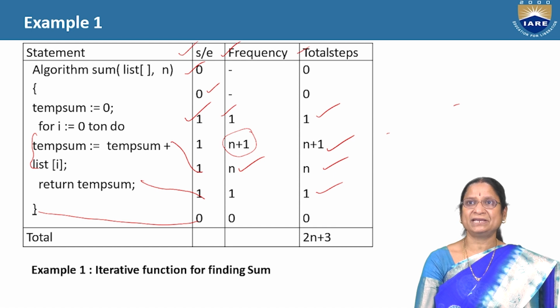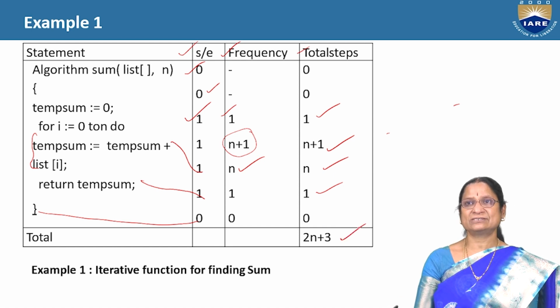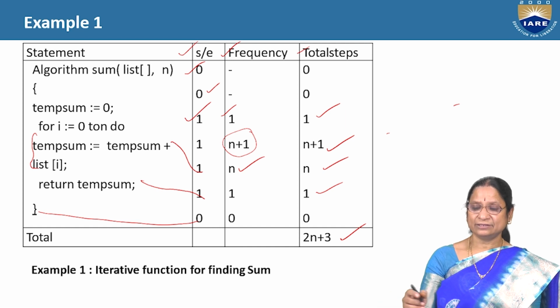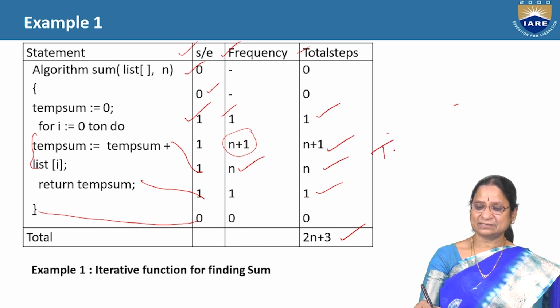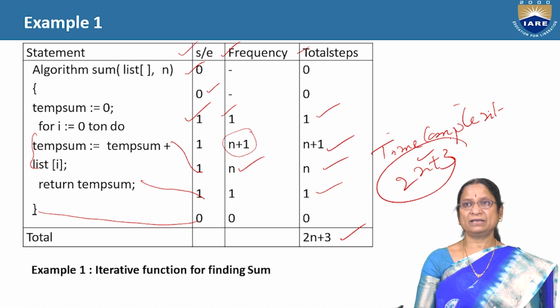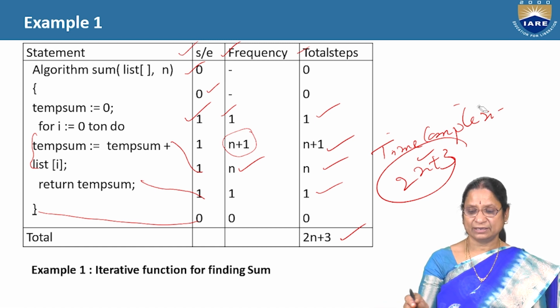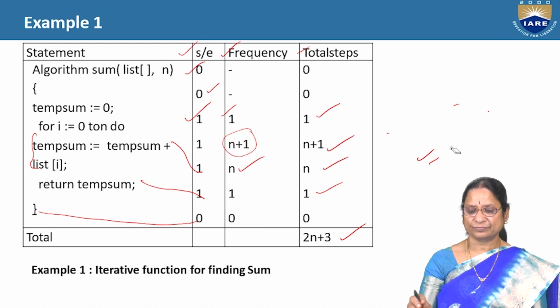We will sum up, and we will get 2n plus 3. That is, the total number of executable statements is 2n plus 3. Therefore, the time complexity of this algorithm can be considered as 2n plus 3. So 2n plus 3 means it depends upon our n. As n increases, automatically your time complexity keeps on increasing.